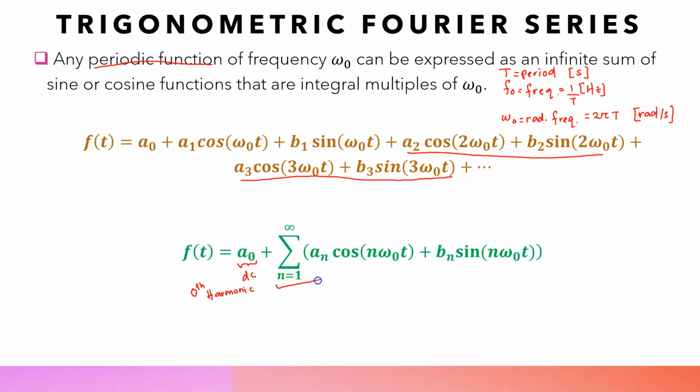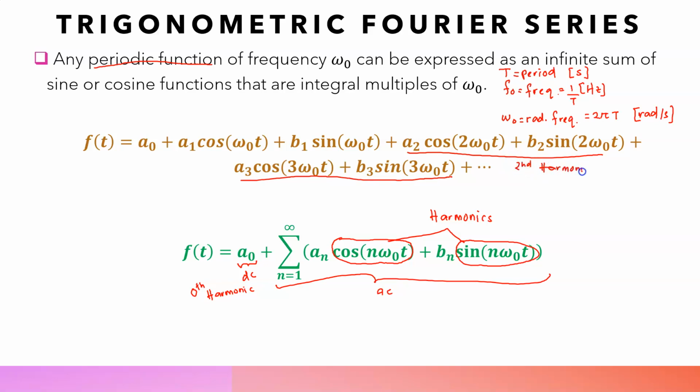Okay. This whole part over here is known as the AC. And here, the cos n omega_0 t and also the sine n omega_0 t, these are the harmonics, which is given here. You have the second harmonic, the third harmonic, and so on.